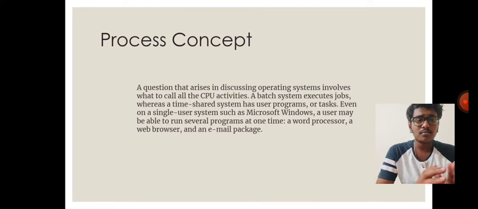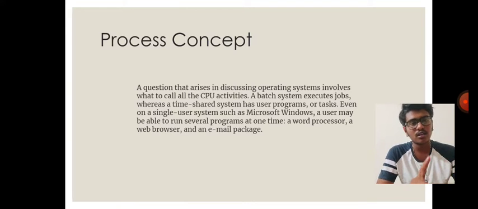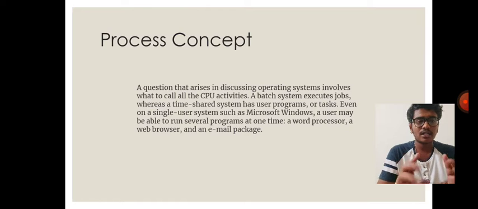A batch system executes jobs, whereas a time-shared system has user programs or tasks. Coming to a single user system, we can take Microsoft Windows as an example. A user may be able to run several programs at one time, such as a word processor, a web browser, or email packages.